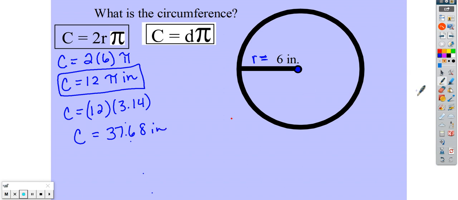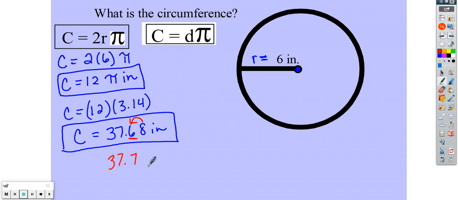Now, you have to be careful when you're doing the problems in your textbook because some of them will ask you to round it to the nearest tenth. This would be the correct answer, but if your book asks you to round it to the nearest tenth, then of course you would underline the tenths place and look at the number next to it. And this 8 would tell 6 to go up to 7. And so my answer to the nearest tenth would be this. So read what it's asking you to find.